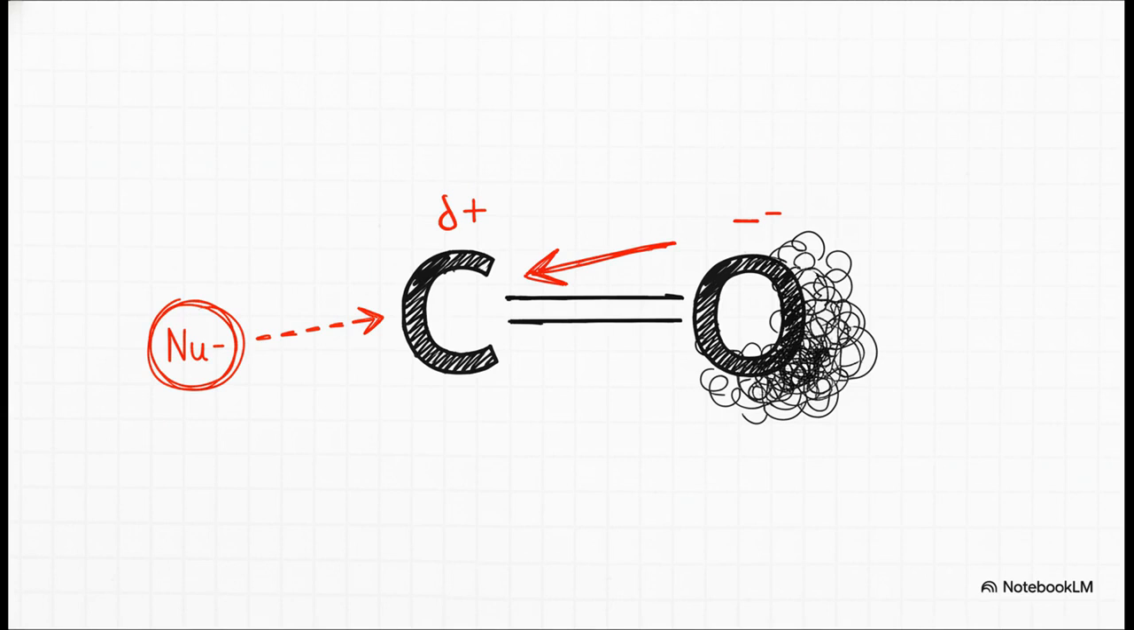So why is this group so reactive? Well, it really boils down to two things: its flat shape and its polar bond. You see, oxygen is a real electron hog, so it's constantly pulling electron density away from that carbon atom. This leaves the carbon with a partial positive charge, which basically turns it into a magnet for nucleophiles. Those are electron-rich molecules that are always looking for a positive charge to attack. This idea is the absolute foundation of all carbonyl chemistry.